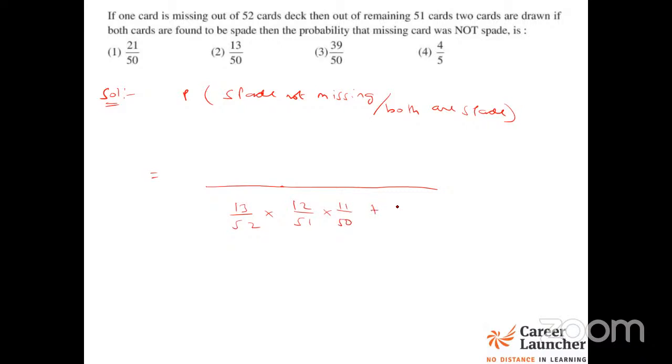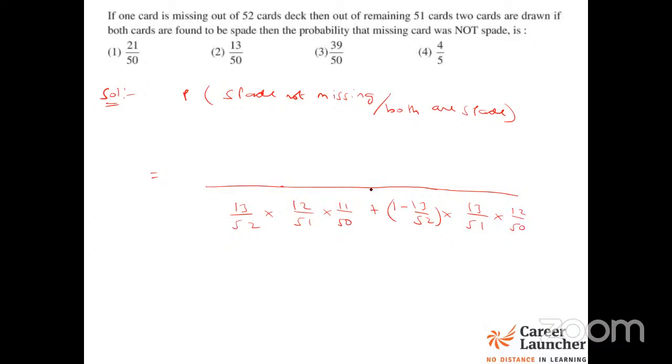Second possibility will be for the missing card not to be a spade. So this is 1 by 4, so it will be 1 minus 13 by 52 times. Now the remaining cards will be 13 spades out of 51 remaining, so 13 by 51 and 12 by 50.